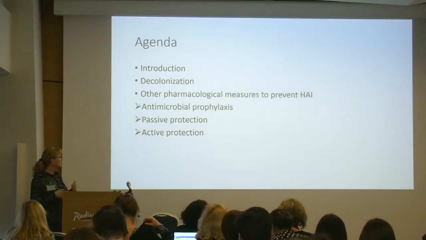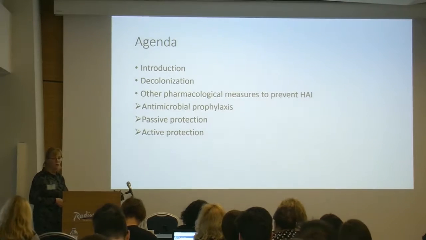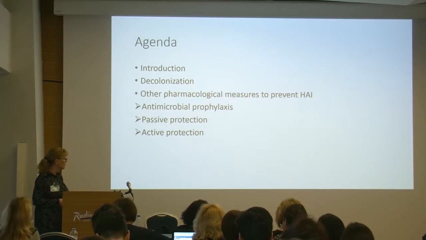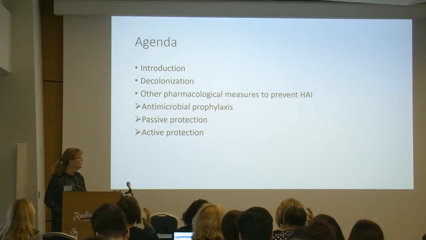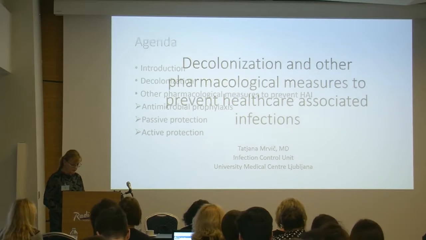So what we will do, we will talk mainly about decolonization. What can we do? What should we do? To whom should we do it? And in what way should we do that? And other pharmacological measures will be at the end. Just briefly, we'll go through passive protection and also vaccination, which is available for preventing epidemic hospital-acquired infections.